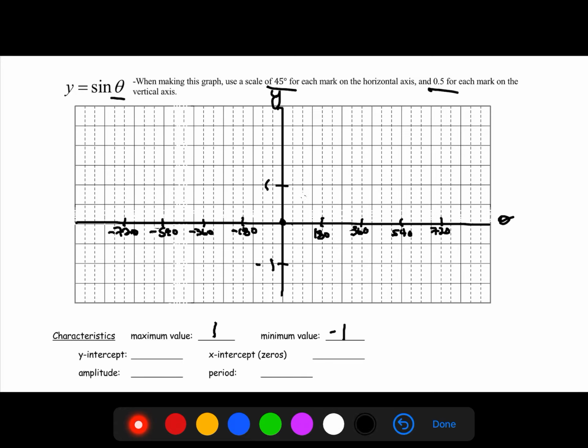So we started at 0. At 45 we had 0.7. 90 was 1, 0.7, down to 0. Down to -0.7, -1, -0.7, back to 0. So we notice that this is a nice smooth curve, and we can see what one cycle looks like. And again, that pattern is going to continue as we go along here.